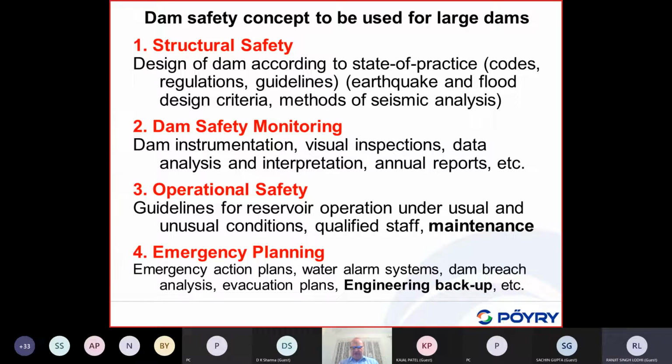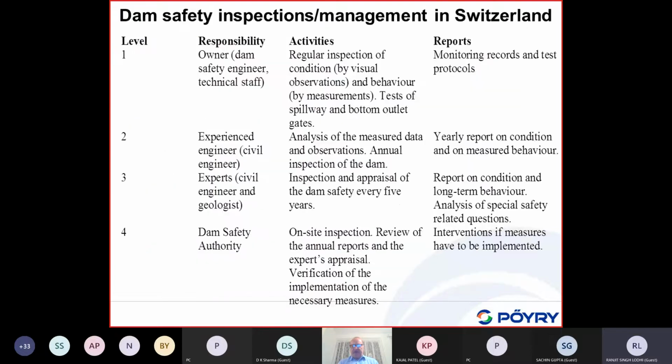Because some people who see some crack in a concrete dam may be frightened. And I must say, if experienced people look into that, they may come up with a different assessment. So engineering backup, I must say, is quite important. It has become important in Switzerland because the dam owners were under pressure to reduce their staff. So they reduced their engineering staff, and therefore they no longer really had the engineering expertise. If you reduce your staff, you must still have access to people who really know this subject.